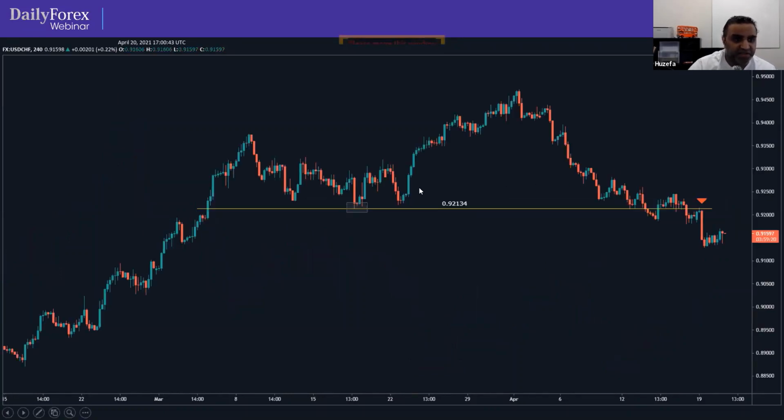Okay, dollar Swiss. This is an interesting pair. It was in an uptrend for a little while. This is the 4-hour chart. The key level I have for dollar Swiss is 0.9213, 0.9214, somewhere around there. It was off this low here, really. So this is where I found that the trend started to stall, it started to reverse.